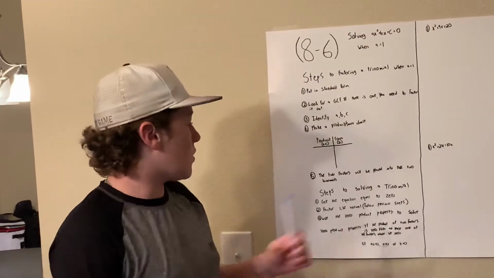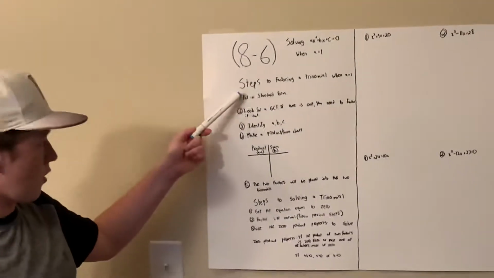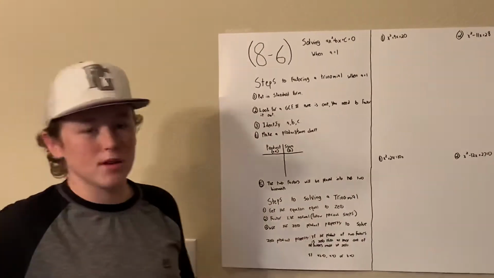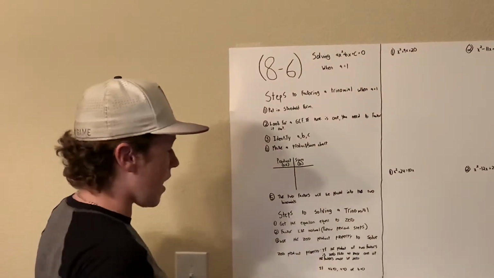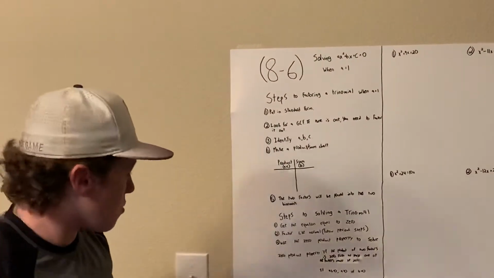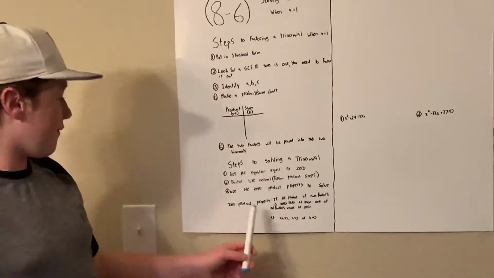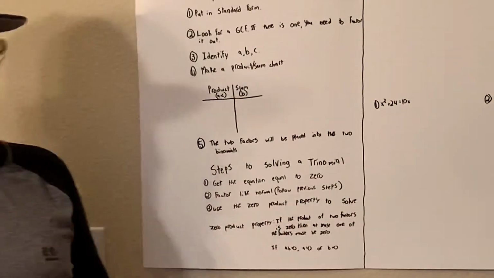Step 1. Get the equation equal to 0. Step 2. Factor like normal. Follow the previous steps. Step 3. Use the zero product property to solve. The zero product property is if the product of two factors is 0, then at least one of the factors must be 0. So if AB equals 0, then either A or B has to be equal to 0.